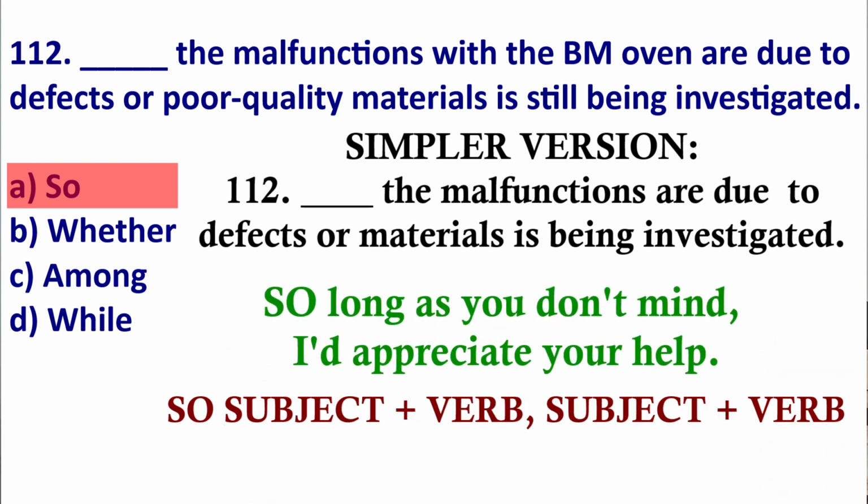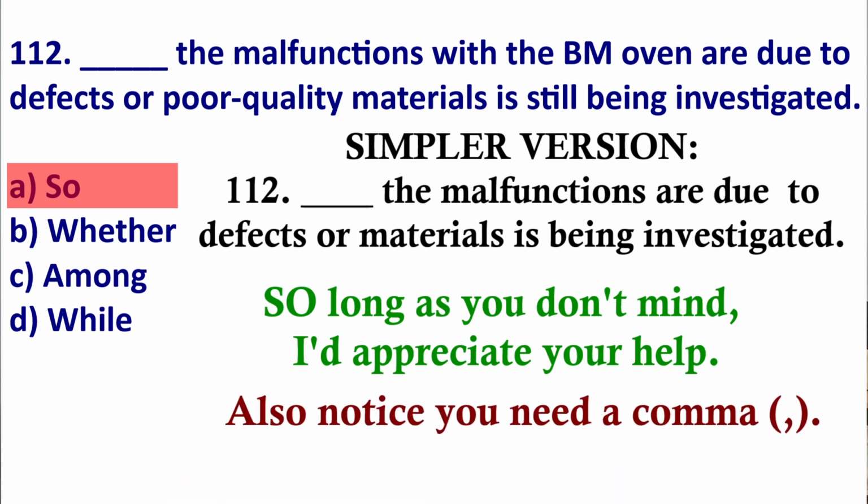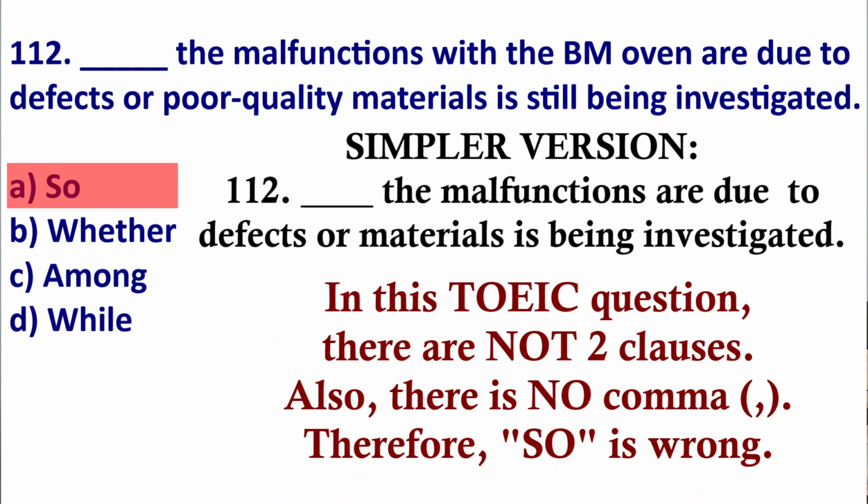Or, so long as you don't mind, I would appreciate your help. So this means as long as you don't mind, or if you don't mind. Once again, there are two clauses. Notice in these sentences, you also need a comma if you start with so. In this TOEIC question, we only have one clause. We have our subject, the malfunctions are due to defects or poor quality, and our main verb is being investigated. Plus, there is no comma. So there's no comma, so cannot be the answer.